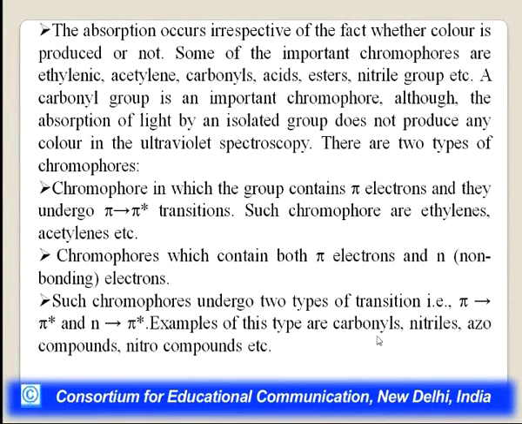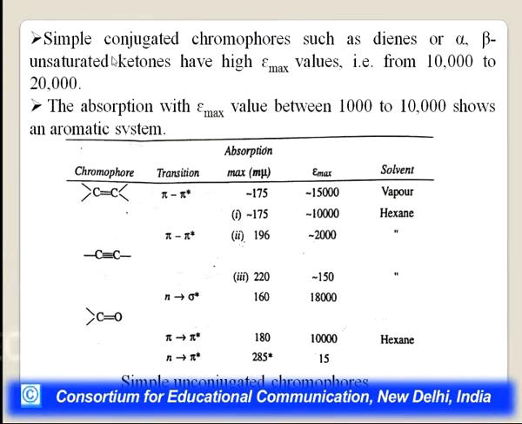Examples of this type are carbonyls, nitriles, azo compounds, nitro compounds, etc. Simple conjugated chromophores such as dienes or alpha beta unsaturated ketones have high epsilon maximum values, that is 10,000 to 20,000. The absorption with epsilon maximum value 1,000 to 10,000 shows an aromatic system. Here you can see different chromophores, their transitions responsible for this particular absorption, the maximum absorption, the epsilon maximum value, and the solvent involved.